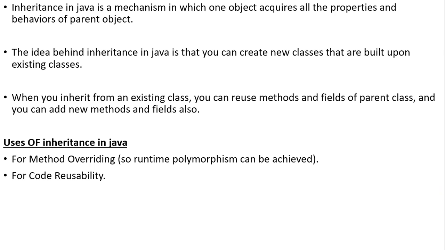It is very much new to you, as well as very important in object oriented programming. We discussed many features of object oriented programming, and one of the best features is inheritance. Inheritance in Java is a mechanism in which one object acquires all the properties and behaviors of a parent object.